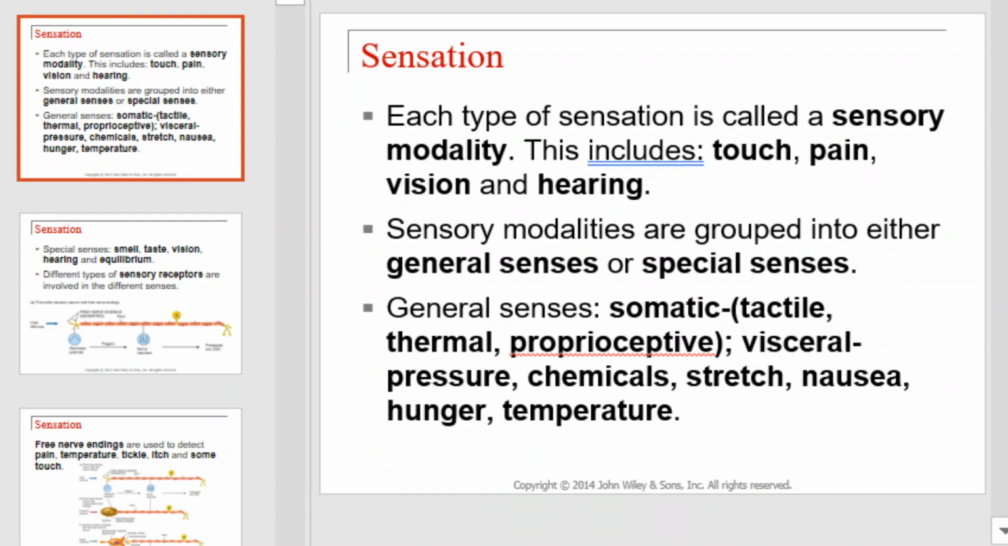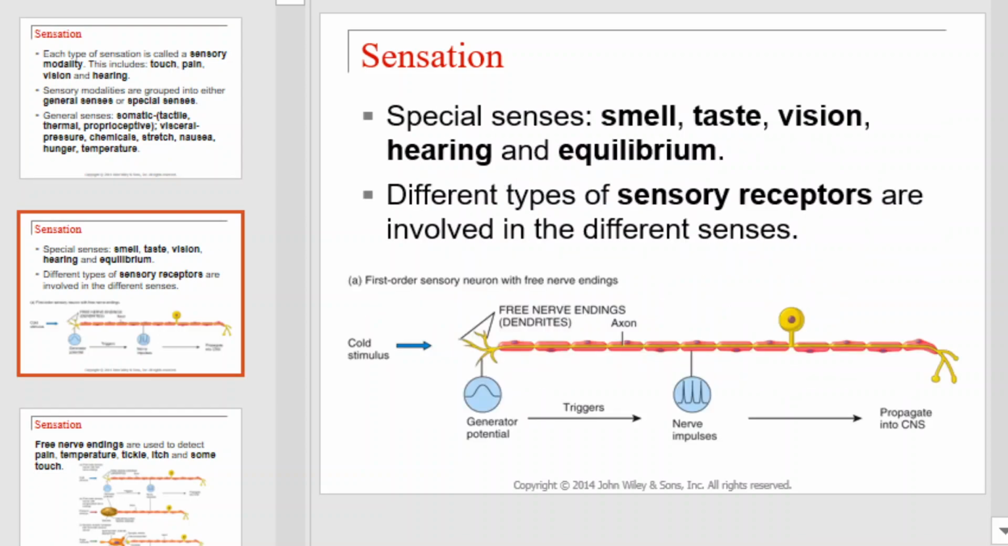Each type of sensation is called a sensory modality. This includes touch, pain, vision, and hearing. Sensory modalities are grouped into either general senses or special senses. The general senses are listed here and include things such as tactile, thermal, and proprioceptive sensations. Special senses are things such as smell, taste, vision, hearing, and equilibrium.